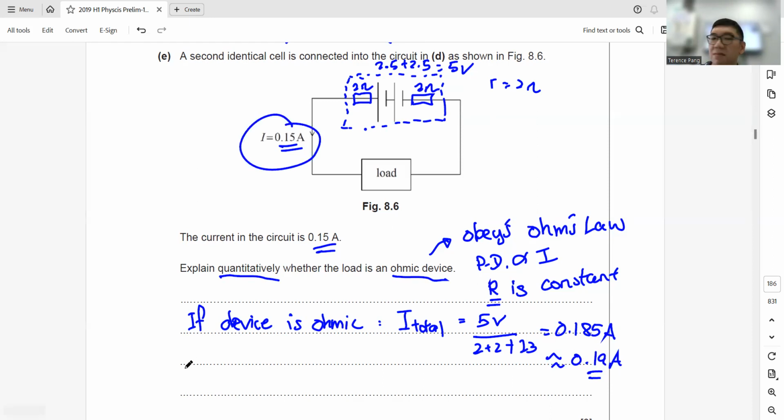You express this and then you compare. Are they the same? The current should have been 0.19 ampere if it is ohmic. But the current is 0.15 ampere. Therefore, the device is non-ohmic. That's all.